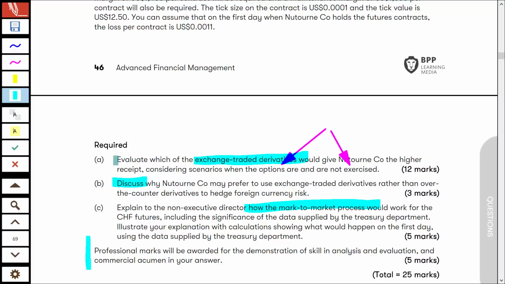Even in part A we can see the word evaluate, and evaluate means judge. Yes, there are going to be some calculations, but it's not all calculations. And for that reason I think it's really important to begin your answer in the word processing document and to start to explain what you're doing as you set up futures and options.